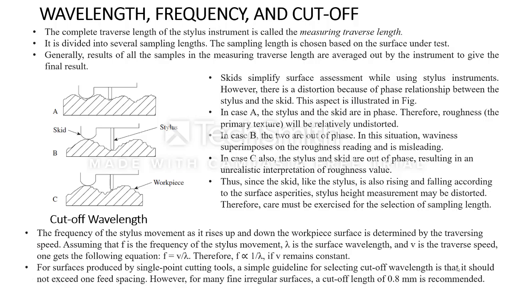Now coming to the wavelength, frequency and cutoff. Generally, what is meant by measuring traverse length? If an instrument travels over a particular workpiece, then that particular length is called the measuring traverse length. Here you can see that the complete traverse length of the stylus instrument is called the measuring traverse length. Generally this traverse length is divided into sampling lengths.